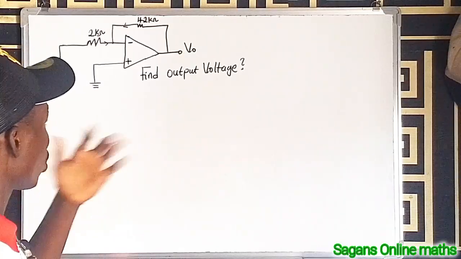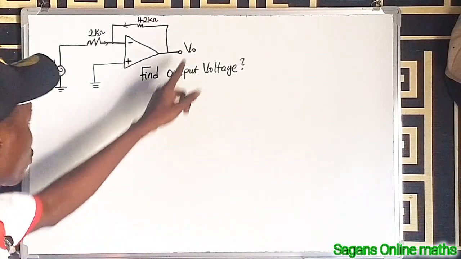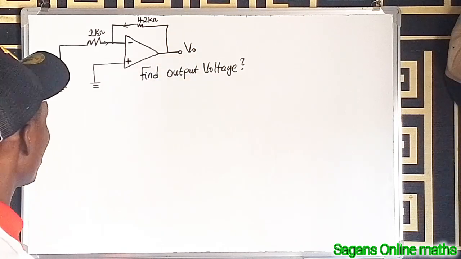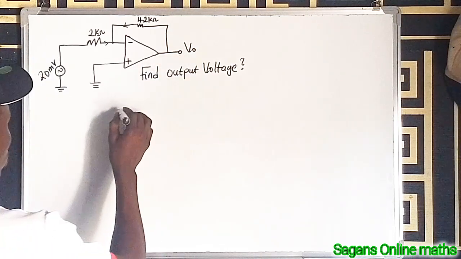Now, what are we asked to solve? We are asked to find the output voltage. This is the output voltage. Now, what is this operational amplifier, which is also known as the op-amp?